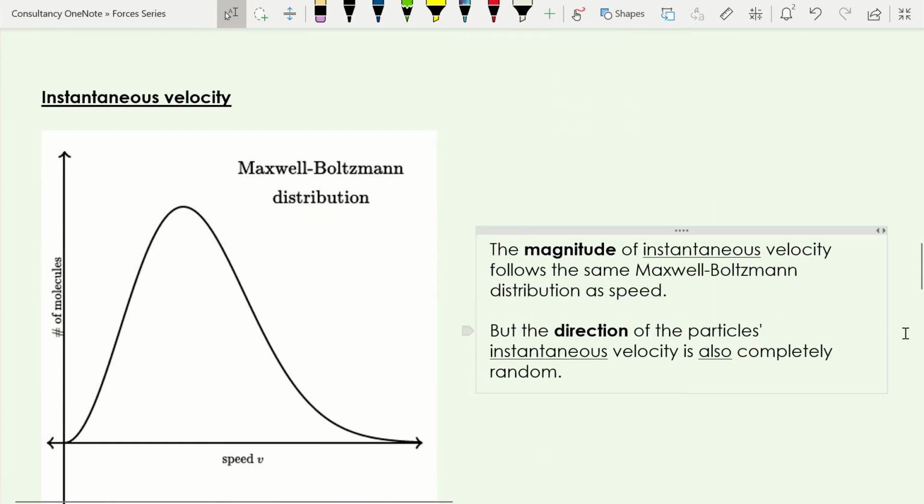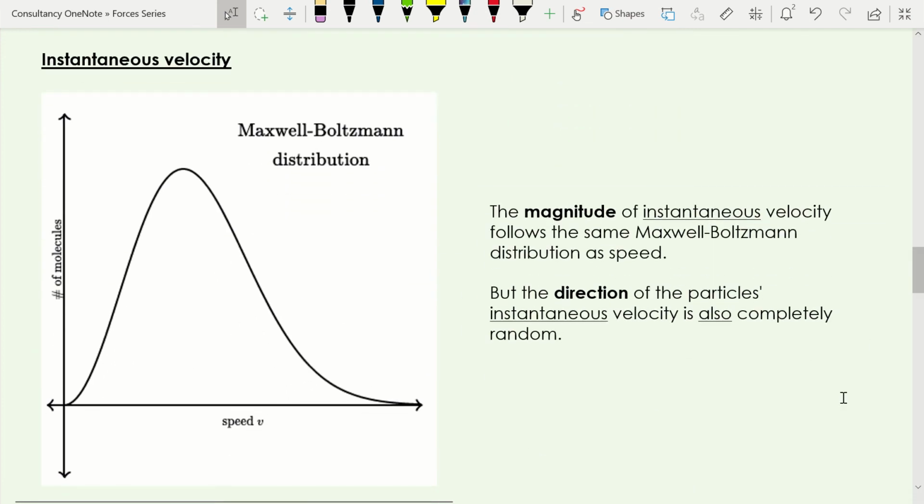So instantaneous velocity is quite easy. So we know that velocity is how fast something's moving, but in a specific direction. So the magnitude of instantaneous velocity follows exactly the same distribution as speed does. So on here, I could very easily just go, nope, not speed anymore. This is now velocity magnitude. Again, like measure meters per second.